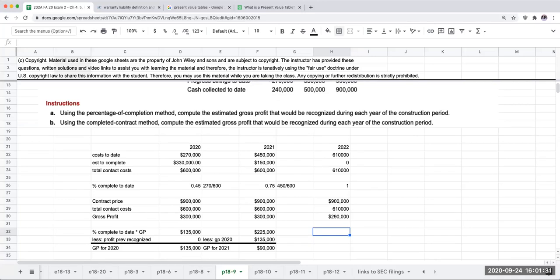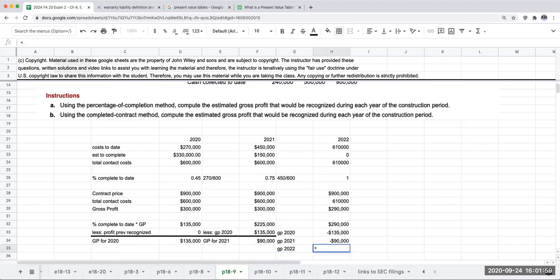So I now need to go through here and say, well, I'm at 290. How much did I recognize during previous periods? Well, my gross profit in 2020, I recognized 135. My gross profit in 2021, I recognized 90,000. So my gross profit for 2022 is going to be 290 less the 135 less the 90, or 65,000.